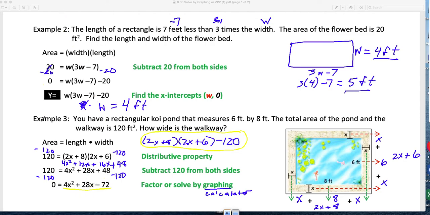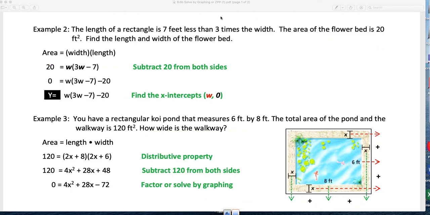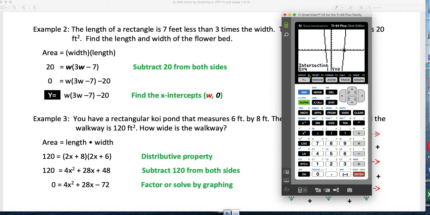And as you can expect at this point, we expect to end up with two numbers, one positive and one negative. And the only one we care about is finding the width of that walkway, and it's going to be a positive number. It's not going to be negative. So I'm bringing up the calculator again. Let's go clear this out. I've got to have that 0 at y sub 2. And we're putting in 4x squared plus 28x minus 72. We're going to graph this.